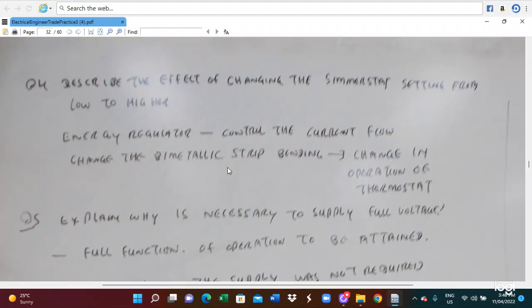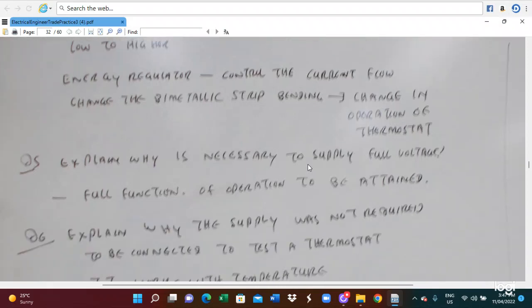Describe the effect of the change in the thermostat setting from low to higher. In this case, the energy regulator controls the current flow and changes the bimetallic strip. This changes the operation of the thermostat. If you change the bimetallic strip bending, it will change the operation of the thermostat.